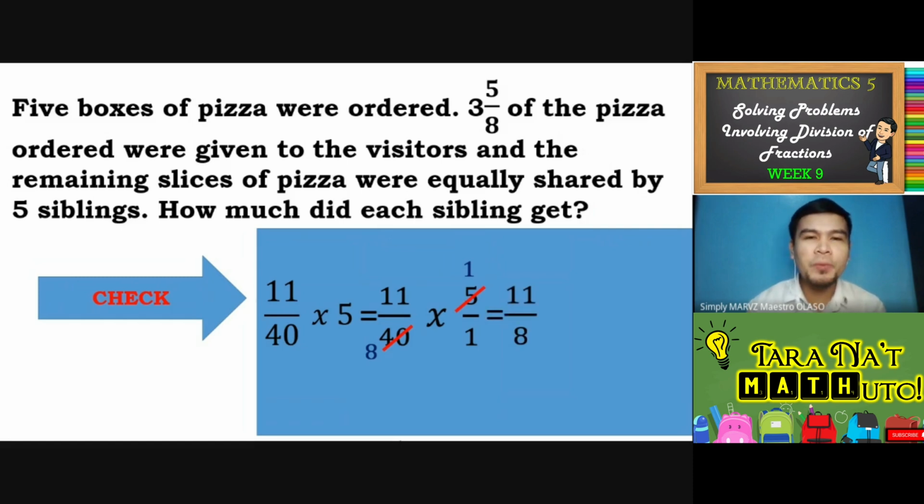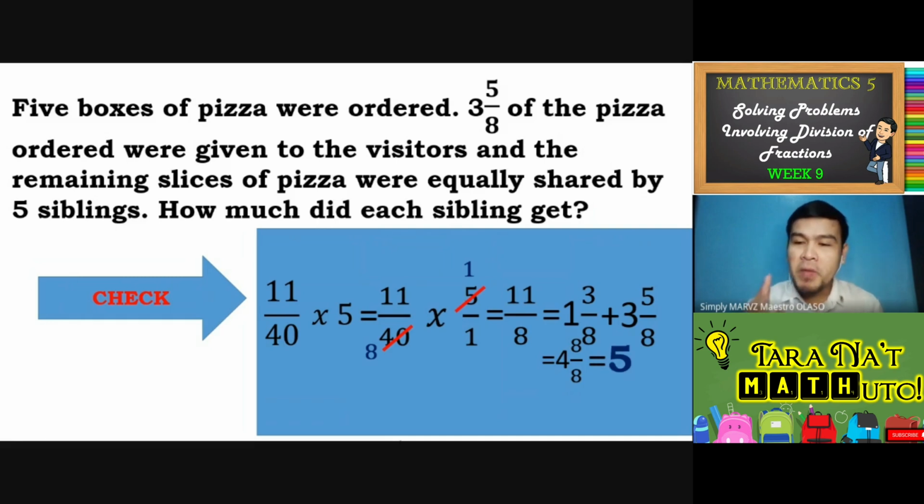Isa siyang improper. Change that to mixed fraction by dividing 11 divided by 8. So, we have 1 ang sagot. May remainder na 3. Then, copy 8. So, we have 1 and 3/8. Since kanina nag-subtract tayo, so we are working backward, kaya the opposite of subtraction is addition. I-add natin ngayon yung 3 and 5/8. Tingnan natin. So let us add 1 plus 3, we have 4. 3 plus 5, we have 8. Since common denominator, kopyahin natin yung 8. So we have 4 and 8/8. Since yung 8/8 is equal to 1, i-add natin 4 plus 1 equals 5. Meaning yung 5 boxes of pizza, which is correct.